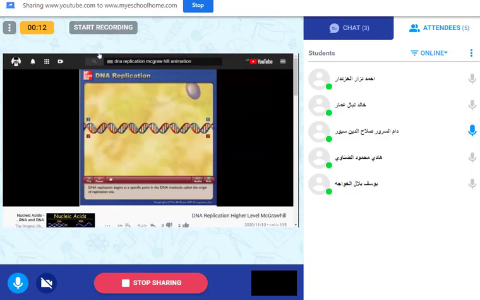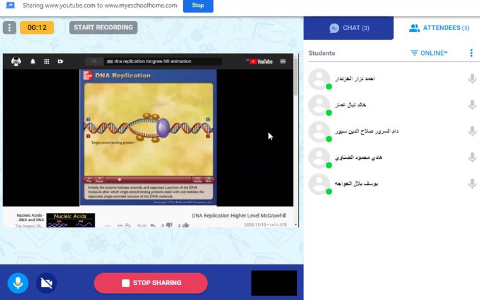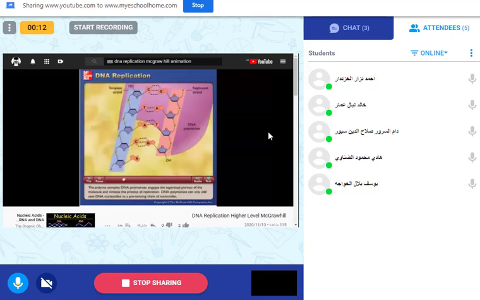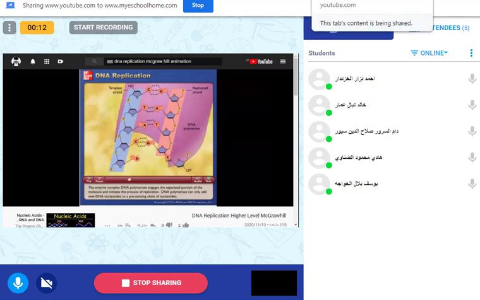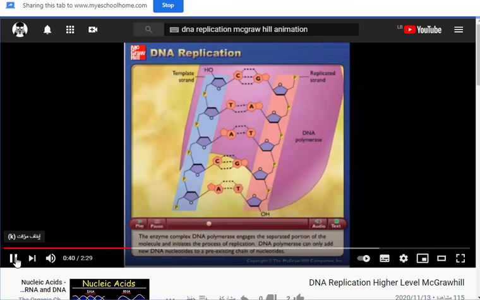Replication begins at a specific point in the DNA molecule called the origin of replication site. Initially, the enzyme helicase unwinds and separates a portion of the DNA molecule, after which single-strand binding proteins react with and stabilize the separated single-stranded sections of the DNA molecule. The enzyme complex DNA polymerase engages the separated portion of the molecule and initiates the process of replication. DNA polymerase can only add new DNA nucleotides to a pre-existing chain.